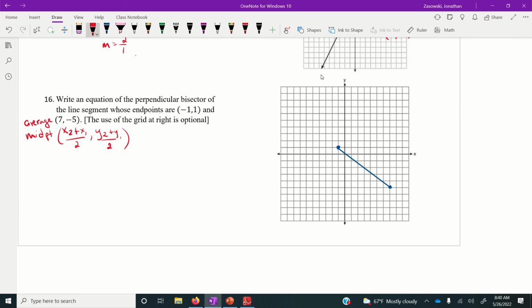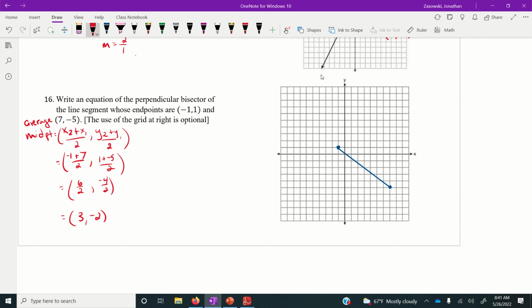All right? So if I take the x's, we're at negative 1 plus 7 over 2, and then we're at 1 plus negative 5 over 2. So this is going to be 6 over 2, which is 3, and this is going to be negative 4 over 2, which is negative 2.